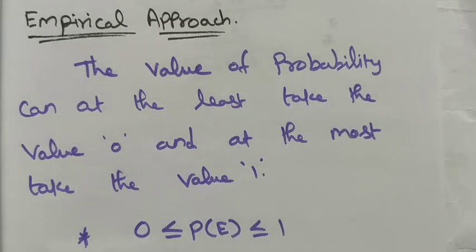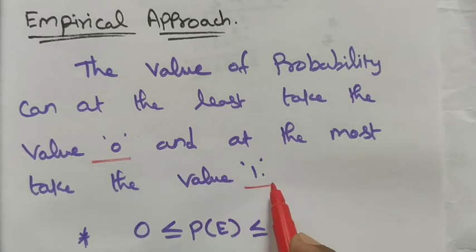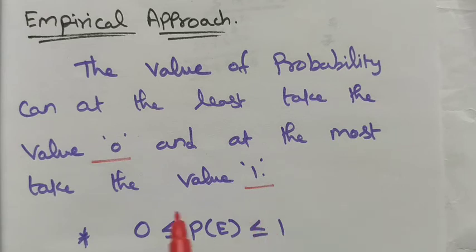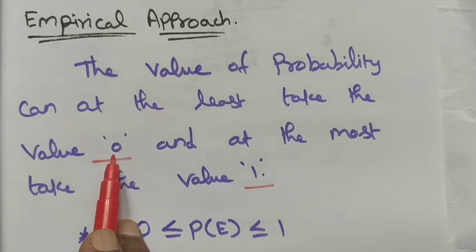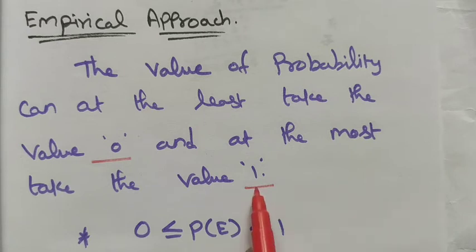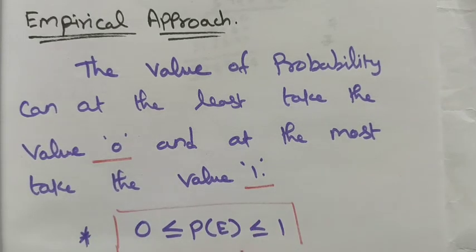Let me see, it's an empirical approach. The value of probability at least takes the value 0, that is the minimum, and at most takes the value 1. We know the probability is never a negative value, so at least it will be 0 and at most the highest value is 1. So probability revolves around 0 to 1, that is 0 is less than or equal to P of E, less than or equal to 1. This is the condition of probability.